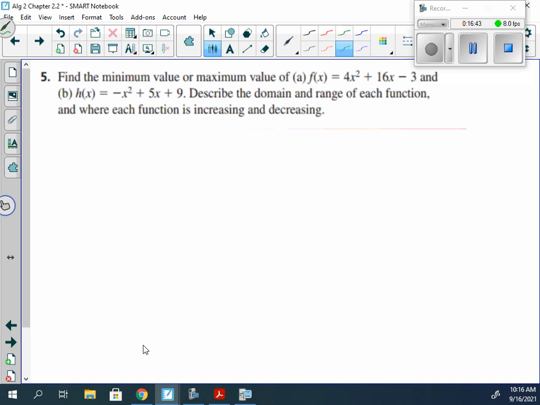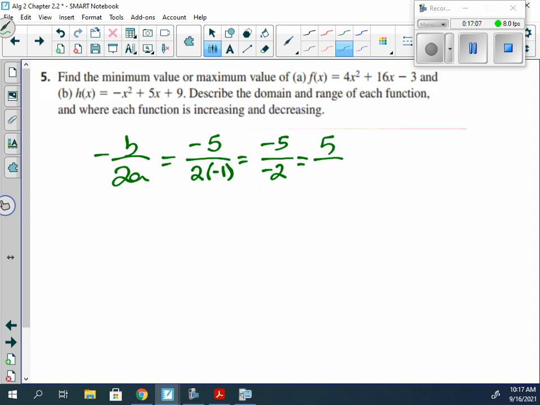Now, I just want to go on and show you this here, that this is going to be our 2.5, I believe is what it was, for the x value. So if we have this here, we would have negative 5 over 2 times negative 1, which would be negative 5 over negative 2, which would be 5/2, which is exactly 2.5. So that is the exact value.